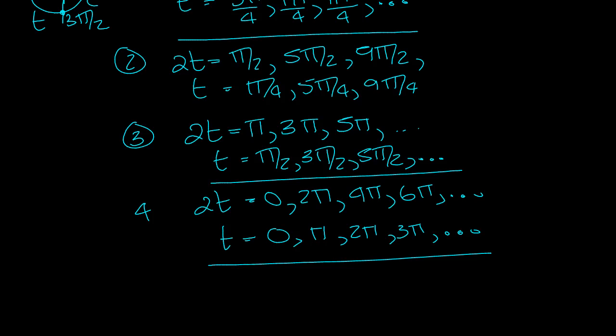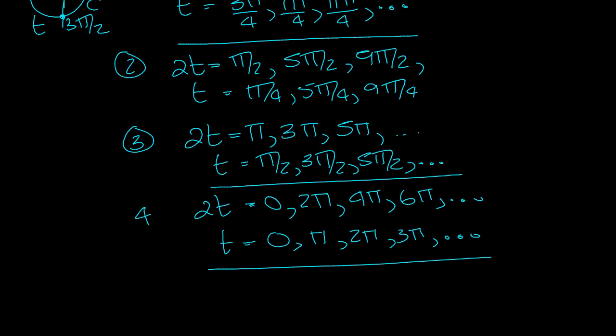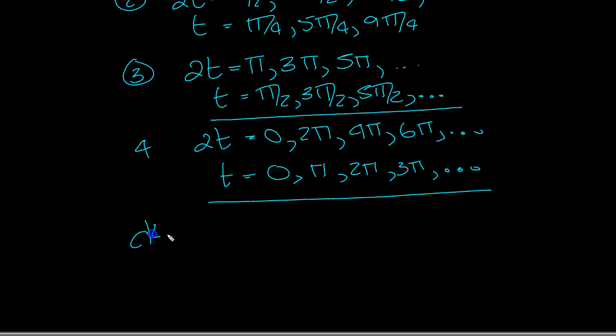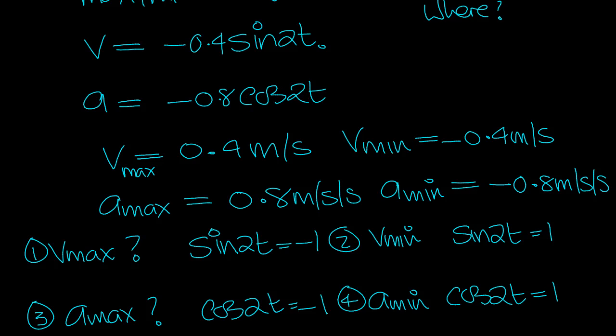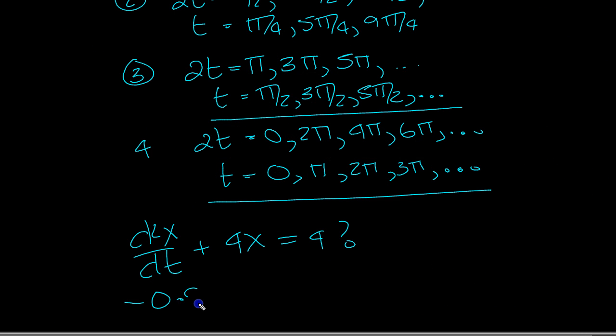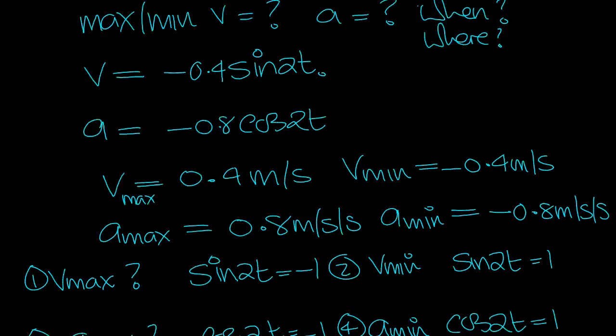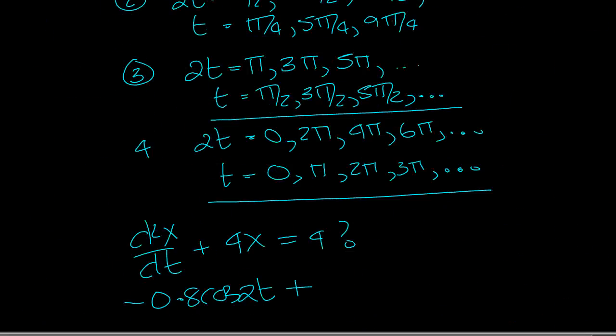Now the last part of the question says show that d2x by dt squared, which is the acceleration, plus 4x equals 4. So d2x by dt squared is here, minus 0.8 cosine 2t, plus 4x. X is 1 plus 0.2 cosine 2t. And see what that equals.